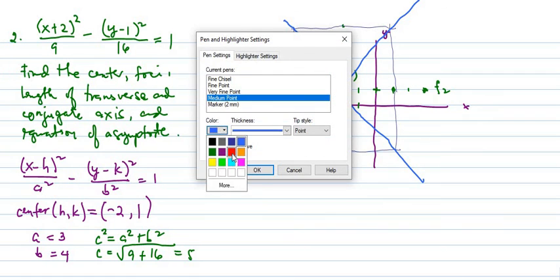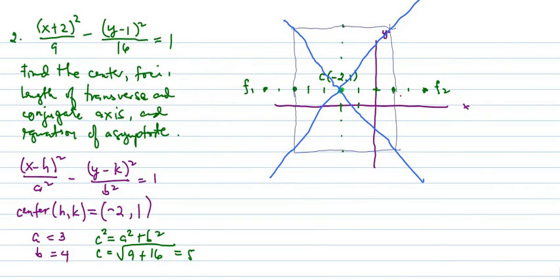Let me change my color of hyperbola. We have here this one. Okay, this is our hyperbola. Okay, so we have here our hyperbola. That is our hyperbola. Now we will identify the different points of our hyperbola.